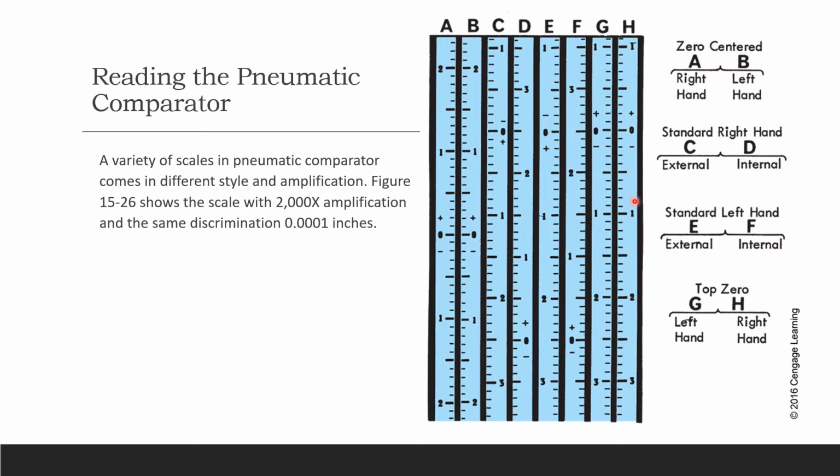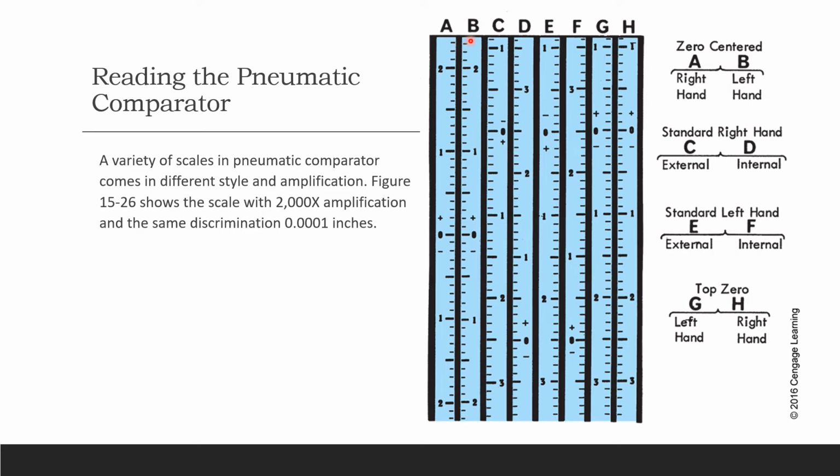Reading the pneumatic comparators. A variety of scales and pneumatic comparators come in different styles and with different amplification. Here in this picture, you can see the scale with 2000 times amplification, and the same discrimination, our usual 0.0001 inches. External and internal are just showing you these are all 2000 times scales, and similar ones are available for higher amplifications. They are printed on both sides, and they are changed easily. So you can see printed on both sides.